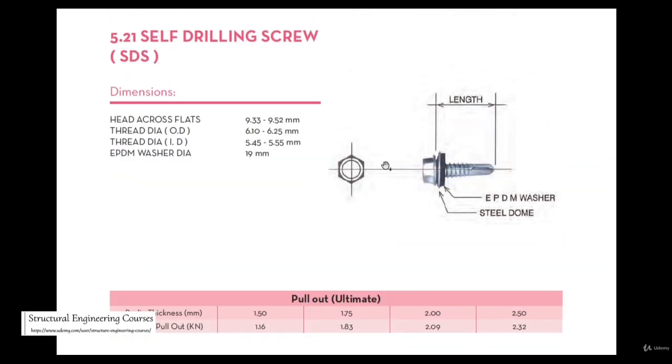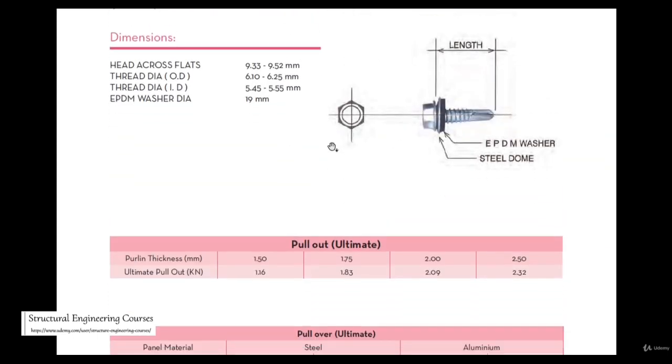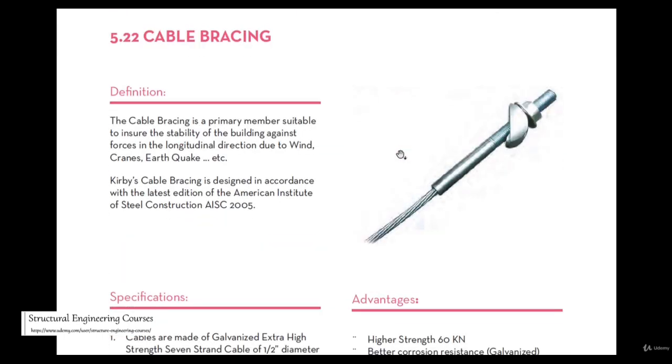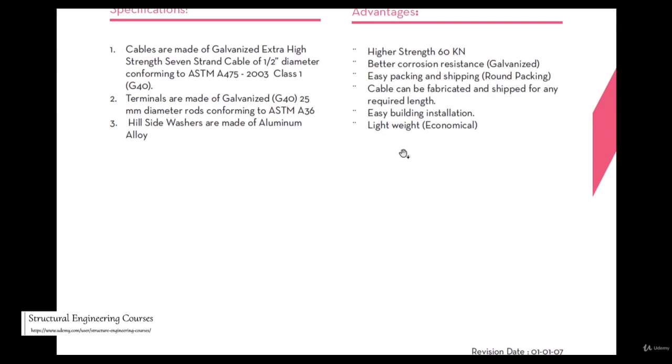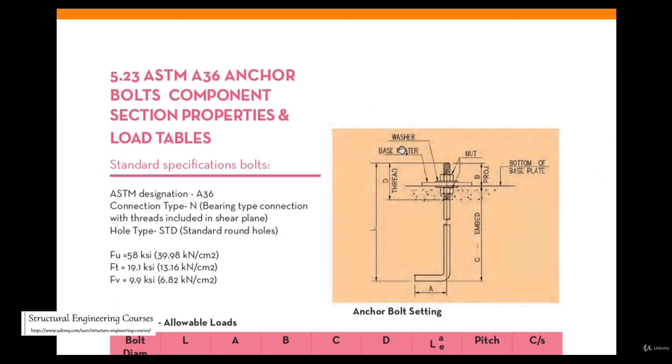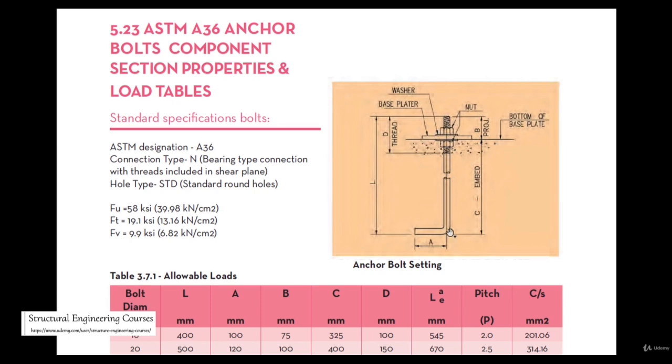These self-drilling screws make sure that in the case of extreme winds, when the roof just wants to get out or get blown into the air, these screws are the thing that grips the sheeting to the purlins. This is a typical example showing the cable bracing. They are usually made of either 836, and they are lightweight and economical. This is basically the section showing the anchor bolt arrangement.